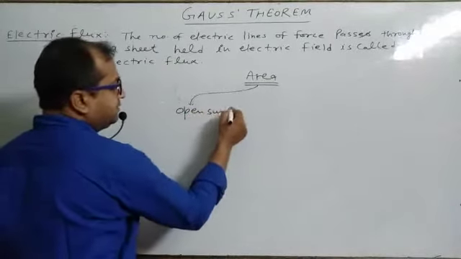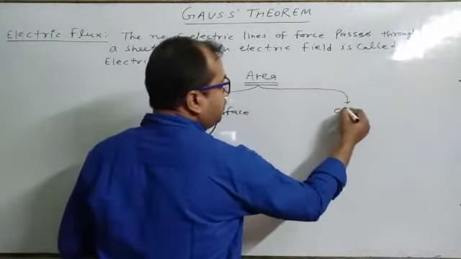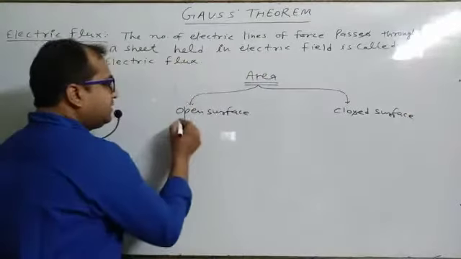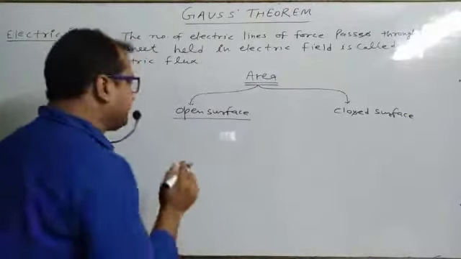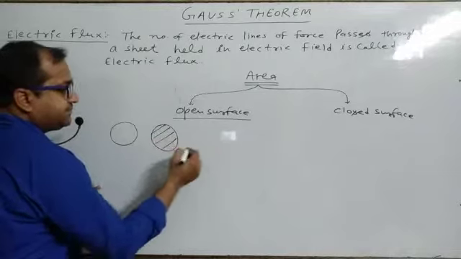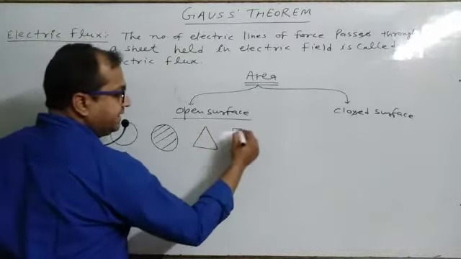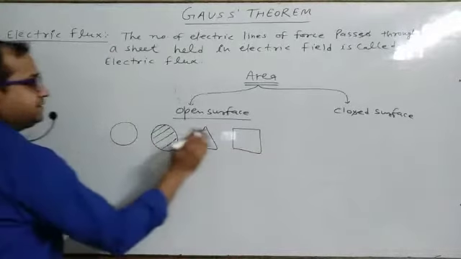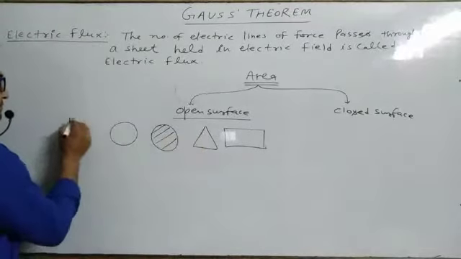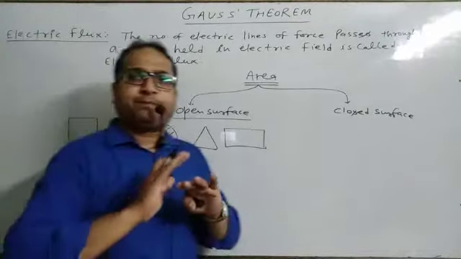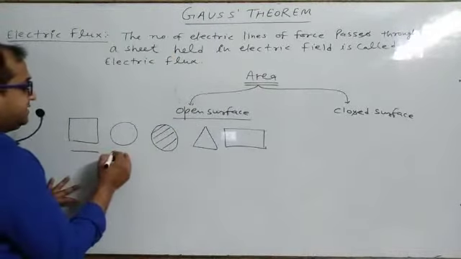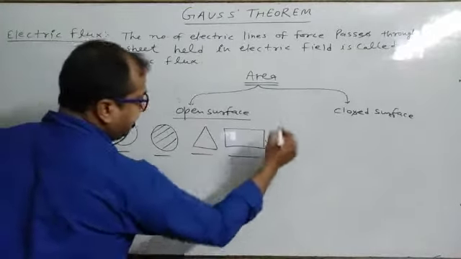Open surface and closed surface, right? Examples of open surface are circle, disc, triangle, rectangle, and square also, and many more which have only a plane surface, called open surface. So this is the square, this is the circle, disc, triangle and rectangle.